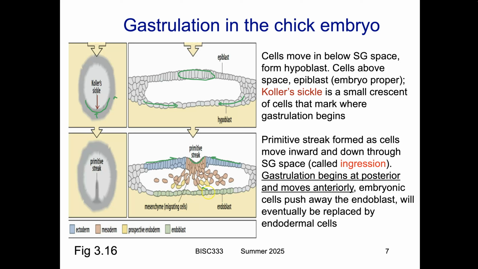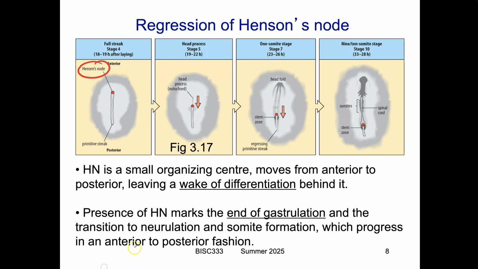And then eventually, there's all these different stages, right? But eventually, the endodermal cells are going to move in and push those away as well. So there's multiple populations of cells here, and no doubt each one of them is a source of signals that helps to regulate the process. Okay, so this is happening.